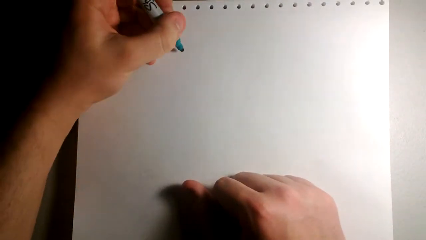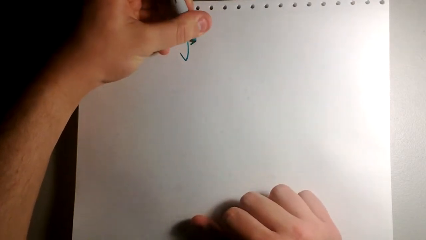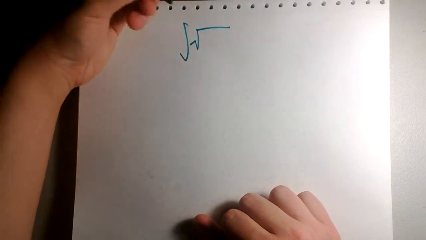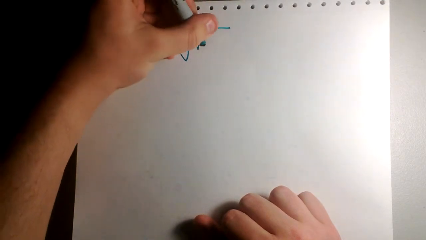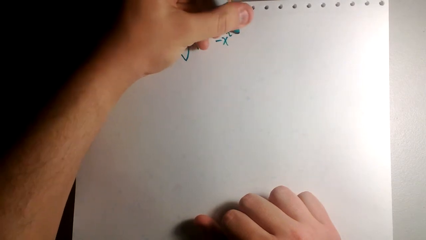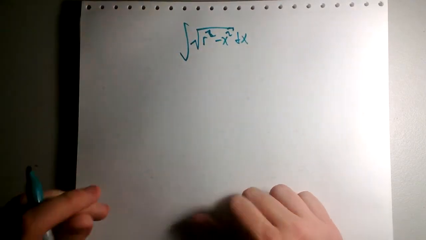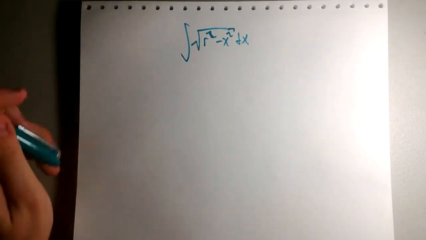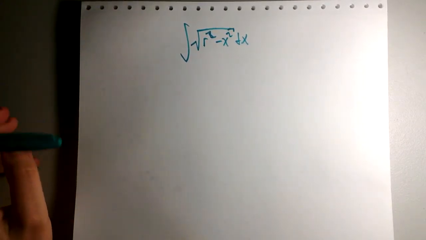Alright, so we have the two pieces of equipment to solve the indefinite integral of this guy, R squared minus x squared dx. Oops, that's messy. This one is harder, so be prepared. And by the way, one of those tools is somewhat faulty, and that is trig substitution.